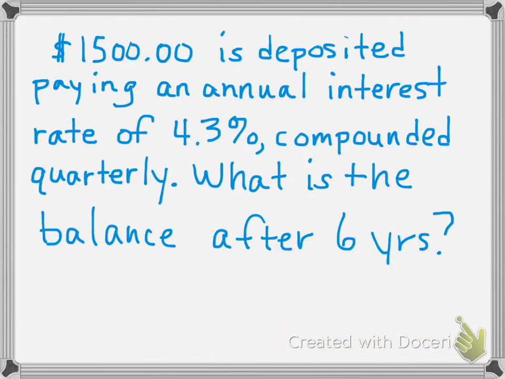Let's try an example to make sure we understand how to manipulate this formula. Let's say, for instance, that a person is going to deposit $1,500 into a savings account. The bank is paying an annual interest rate of 4.3%. This is compounded quarterly. What will the balance be in that account after 6 years?